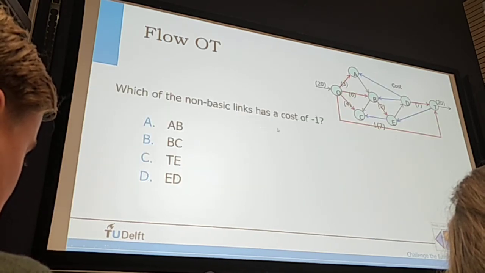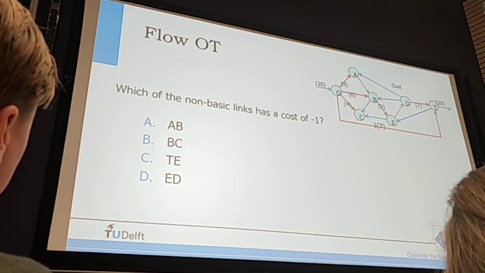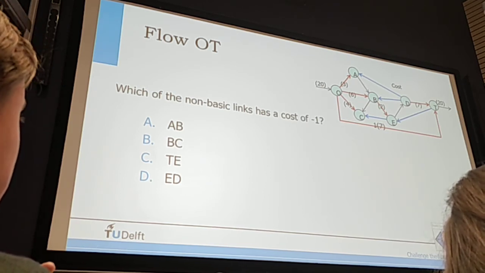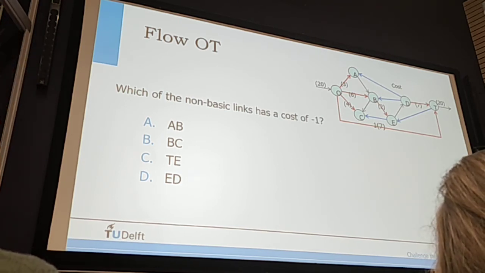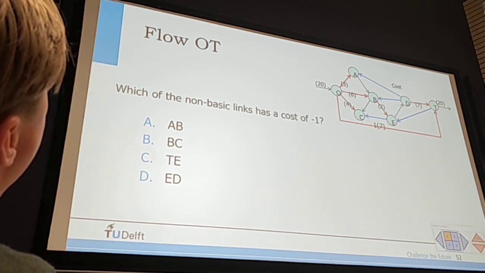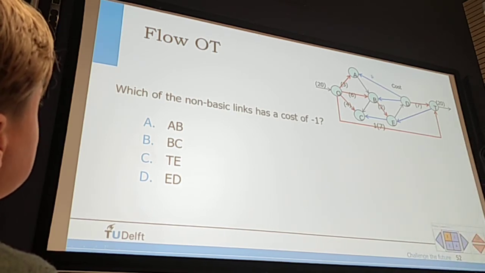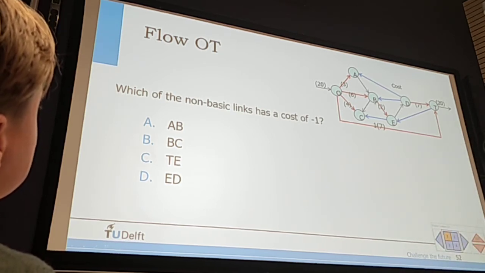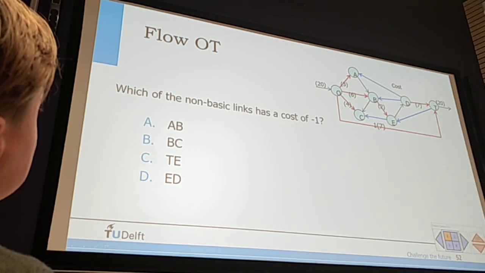And now if we look again, which of the non-basic links now actually has a cost of -1? So which of these links can we actually add capacity to, and that will basically reduce the bypass flow? So I'll give you a second chance. So AB, BC, TE, or ED. So AB, how will that change the flow? We should add flow there. BC, what will that change? TE, what will that change? And ED.